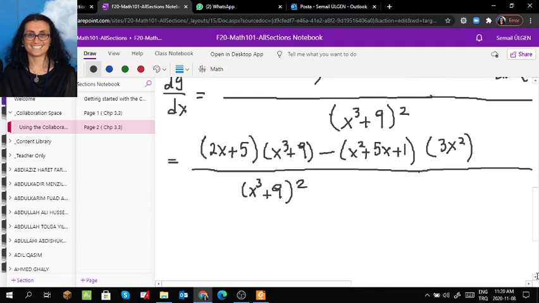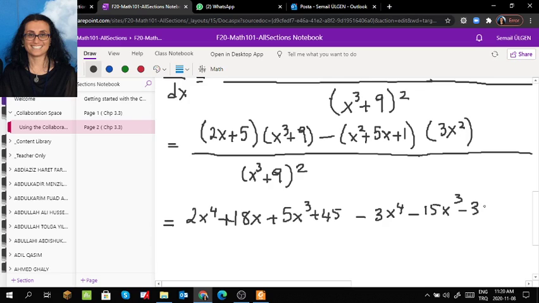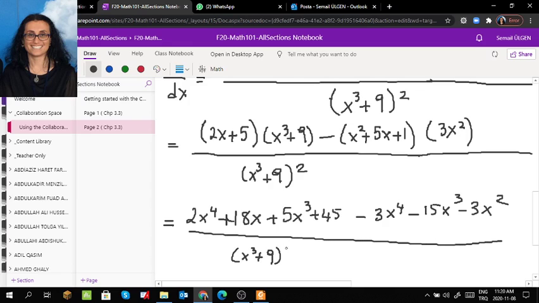You can either simplify it. Let's simplify it. Usually we don't ask you to simplify it, but I want to just simplify it here. So you just distribute this over, 2x to the 4. If you have to, that's how you would do it. That's why I'm doing this now. Plus 5x cubed plus 45, and then minus 3x to the 4 minus 15x cubed minus 3x squared, all over x cubed plus 9 to the second power.